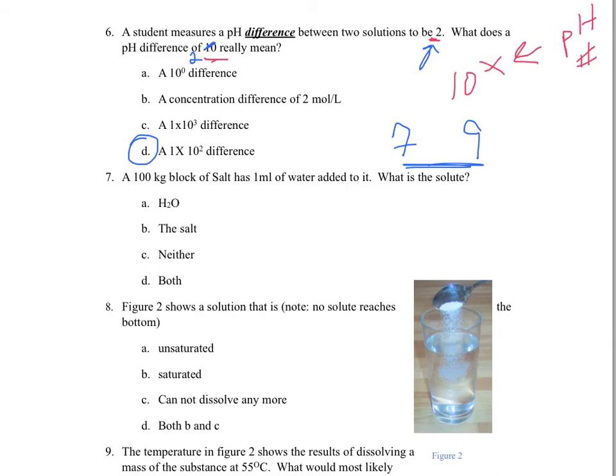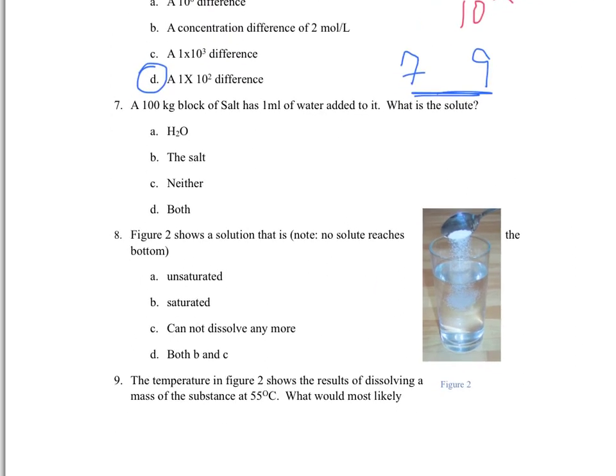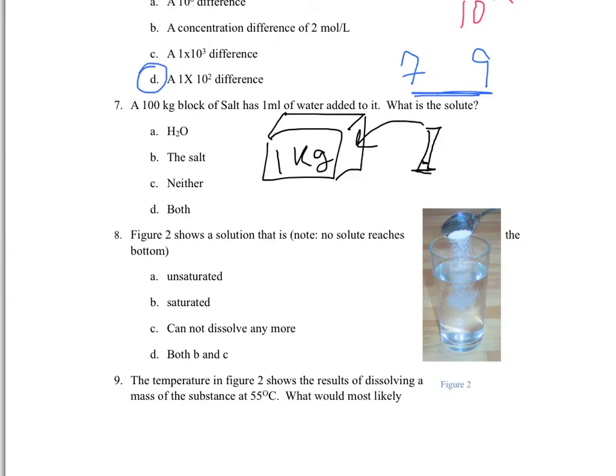Okay, so you're looking now at a 100 kilogram block. Often I like to draw things out when I'm given a question like this. So you have a 100 kilogram block of salt. So it's a big 100 kilograms. Kilograms is mass. Someone asked me that. Then you have a little bit, 1 milliliter, if you remember the graduated cylinder, a tiny bit of liquid. So you're pouring that liquid into the block.